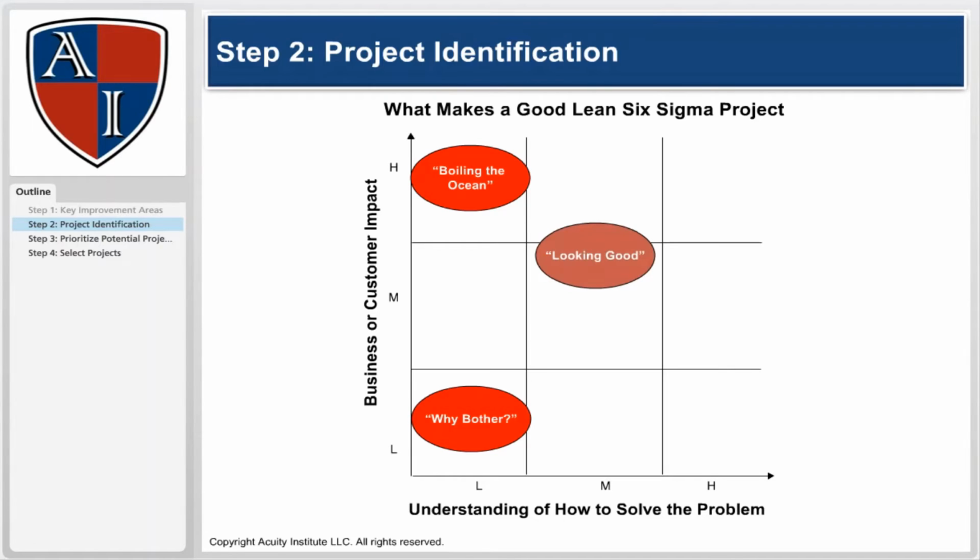The next type of projects are the opportunities that we call looking good. This is where you have a general understanding of how to solve the problem and you have a good business or customer impact. These are usually great Lean Six Sigma opportunities. And the final category of project opportunities are just do it. These are also called quick wins. For these, you already know the answer to the problem, and it has a business or customer impact. Therefore, do you need to apply a full Lean Six Sigma methodology, such as DMAIC, to solve this problem? Why not just do it?